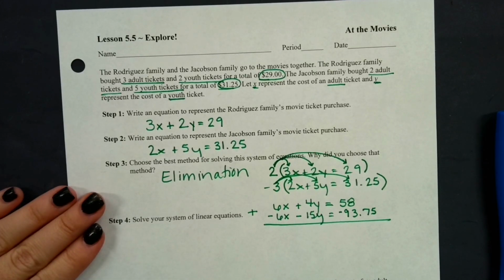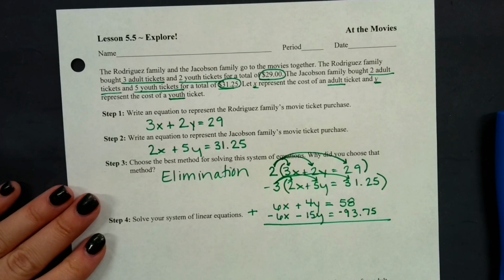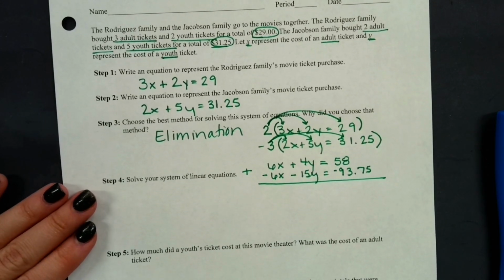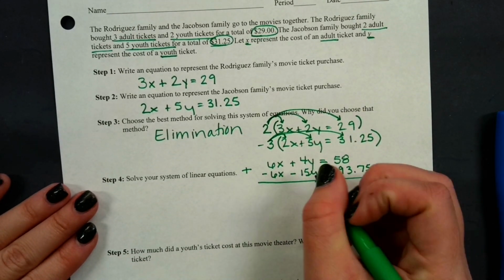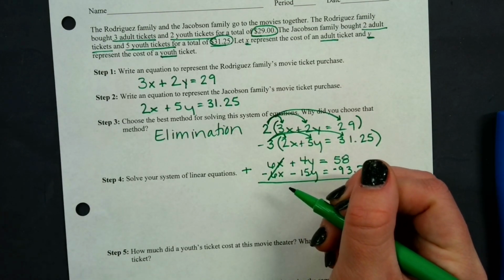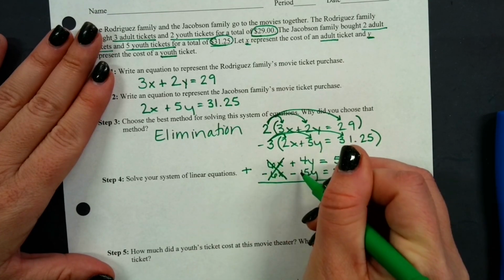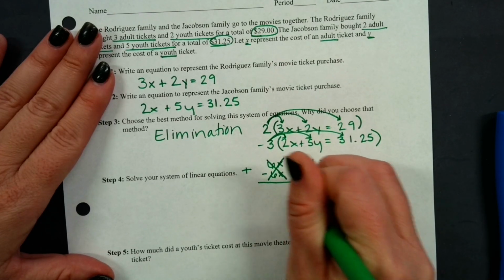Okay. Now can I eliminate? What eliminates now? Tell me, what eliminates? The 6s. They're opposite, because if I have positive 6 and negative 6, I get to 0. That's why it eliminates. So I add down now. 4 plus negative 15 gives me negative 11.